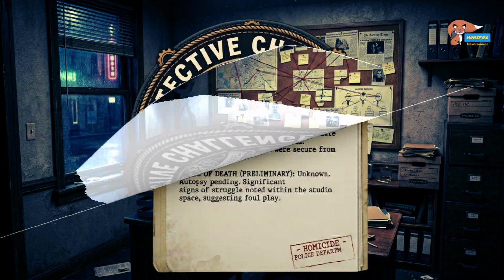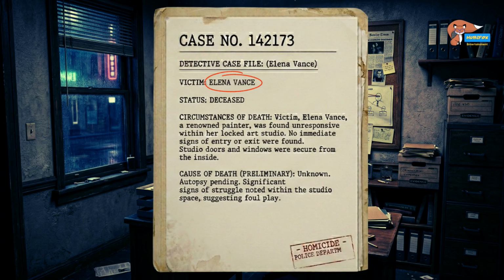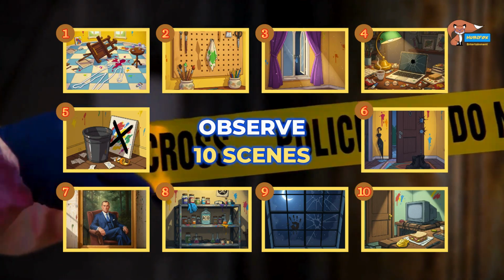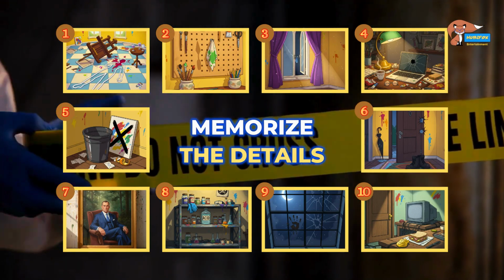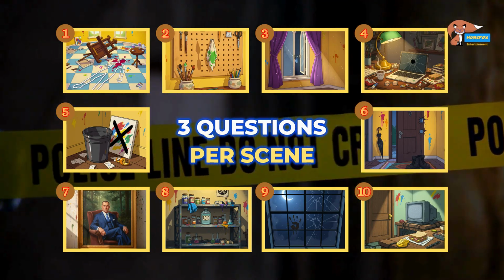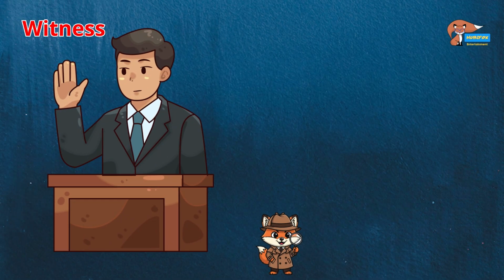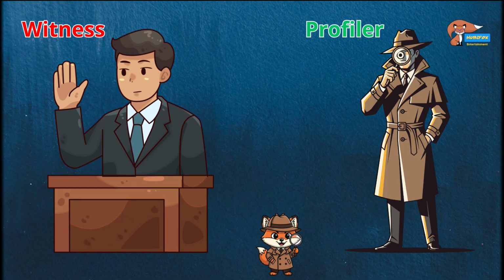Here's the case. The famous painter Elena Vance was found dead in her locked studio. To find her killer, you must see what the police missed. You will see 10 scenes starting from the studio, and after each scene you will be asked 3 questions. Count your correct answers during this investigation. Let's see if you're just a witness or an incredible profiler.